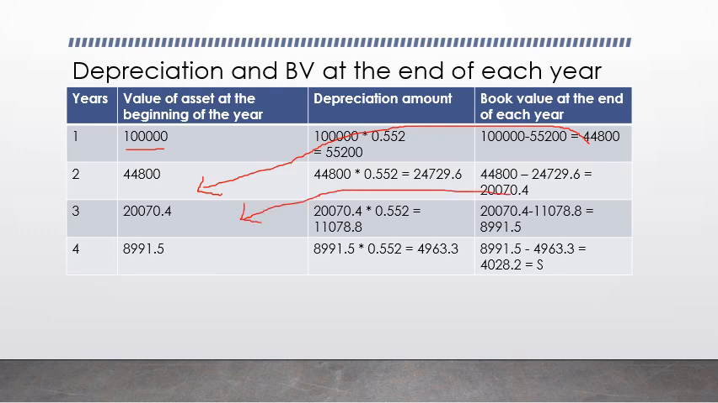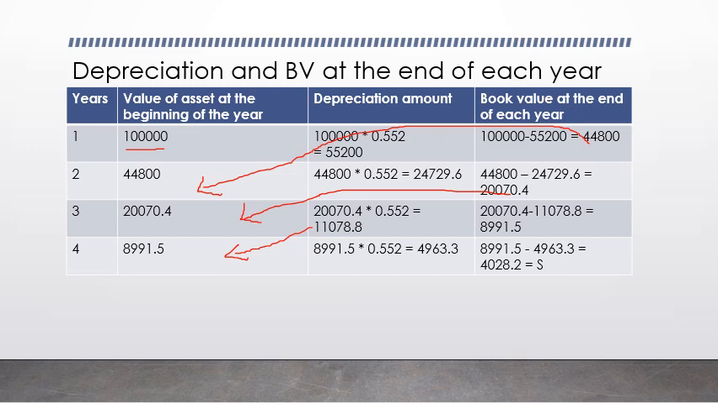So what will be the depreciation amount during the third year? That is 55.2% of 20,070. That comes out to be 11,078.8. So what is the book value at the end of the third year? That is the book value at the beginning of the third year minus the depreciation amount during the third year. That comes out to be 8991.5. So that will be the amount at the beginning of the fourth year.